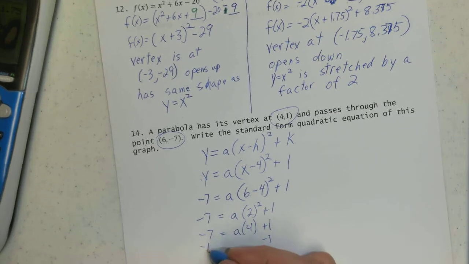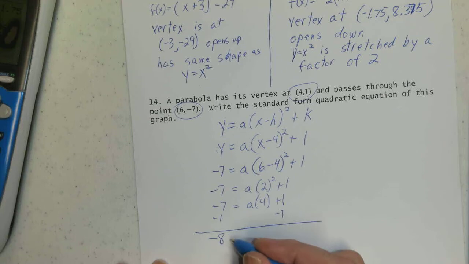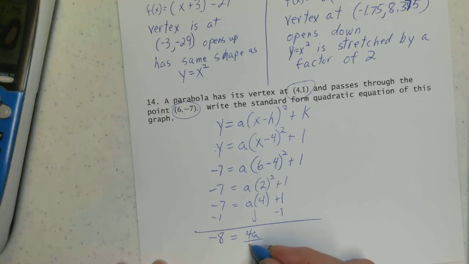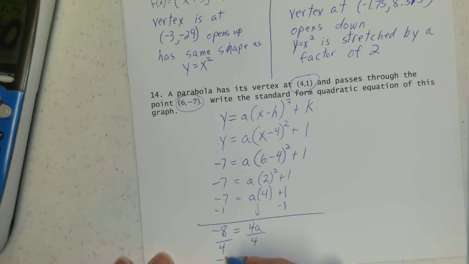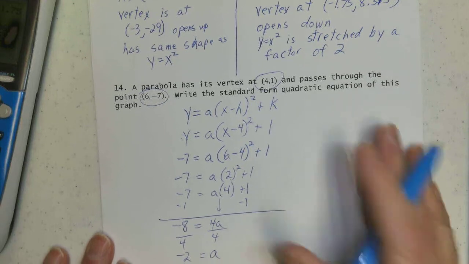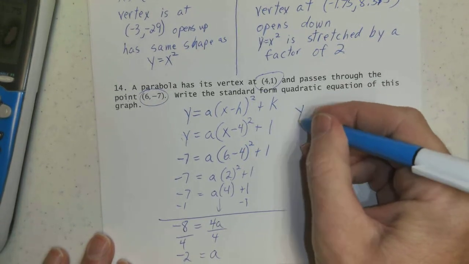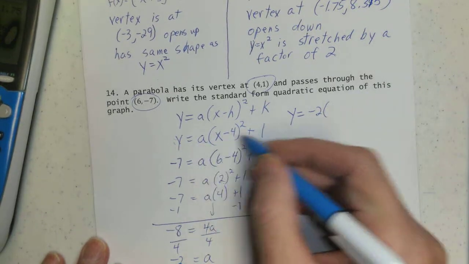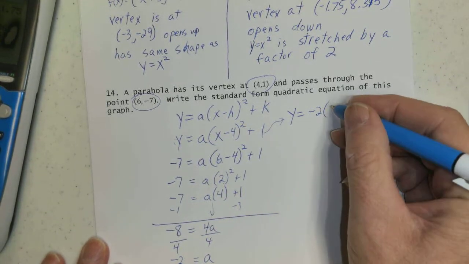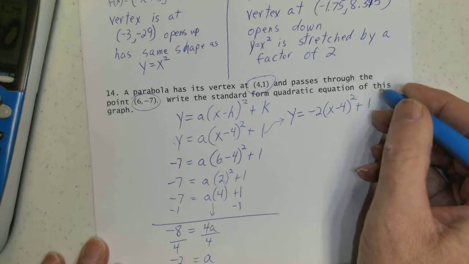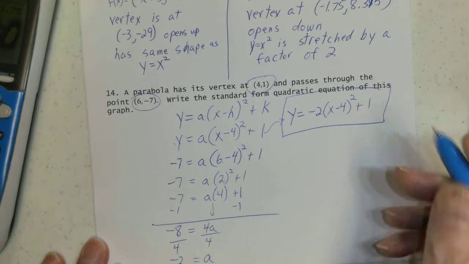Subtract 1, subtract 1. Got negative 8. I'm going to rewrite it more conventionally as 4a now. And I'll divide by 4, and I get negative 2 is equal to a. And that is the information I need. y equals negative 2, now that we know a, times (x minus 4) squared plus 1. Okay.